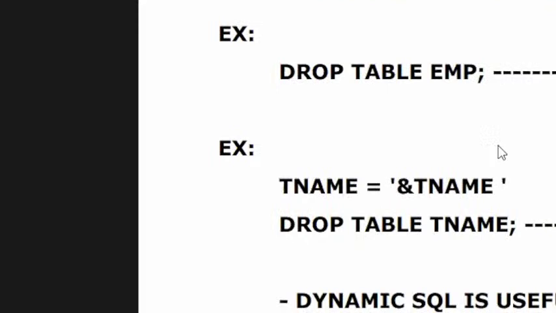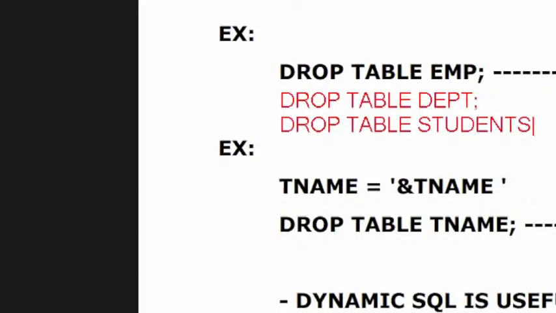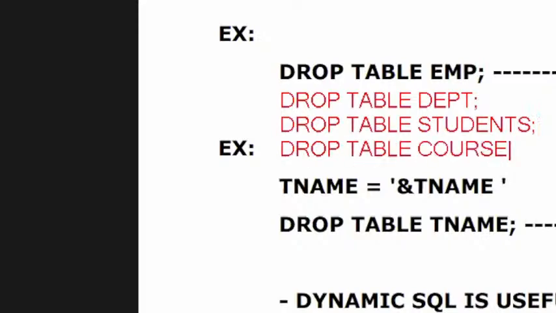Okay, the EMP table is deleted. Now I want to delete one more table, the DEPT table. Then what do I need to do? Again I need to write a query. How to write it? DROP TABLE DEPT. If I execute this query, which table is deleted? The DEPT table is deleted. If I want to drop one more table, then again I have to write DROP TABLE with my table name, students. Again, only the students table is deleted. If I want to drop another table, so course is dropped.